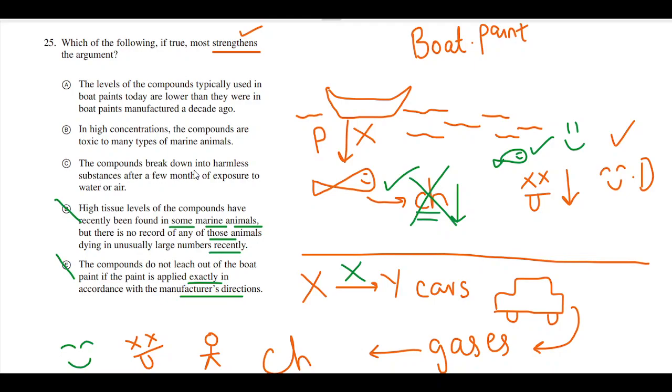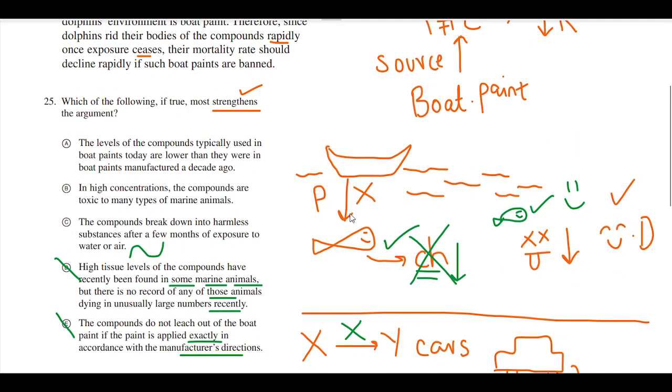The compound breaks down into harmless substances after a few months of exposure to water and air. Okay, so this kind of looks good because our analysis was that if dolphins can get rid of this chemical quickly, then the toxicity or the harmful nature of those chemicals is going to die out, and then it's going to be no threat to other dolphins. So it kind of aligns with that. I'm going to leave it for now. Let's see if there is a better answer.